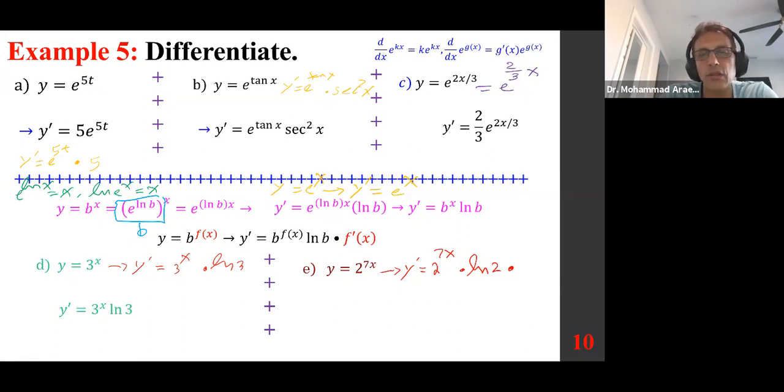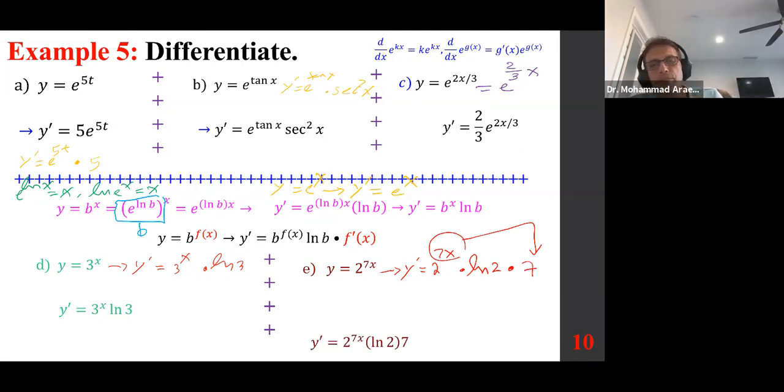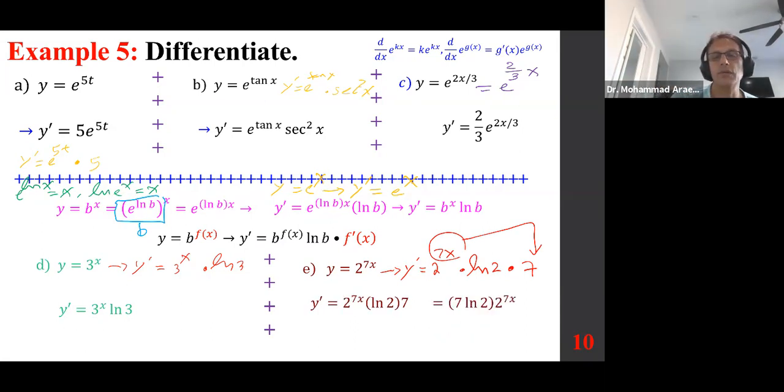So we need the derivative of this guy, which is 7. And now we rewrite it as follows. We put these two in front in this way. Okay, everybody? We put them in front as follows. I hope it's clear to everybody. Okay, I hope it's pretty straightforward.